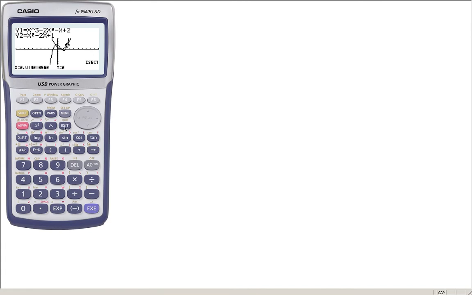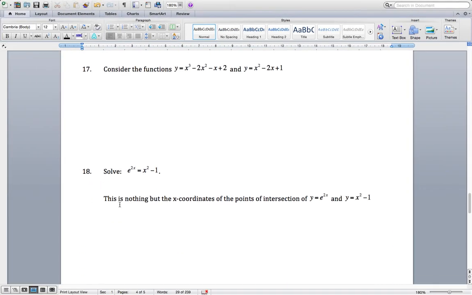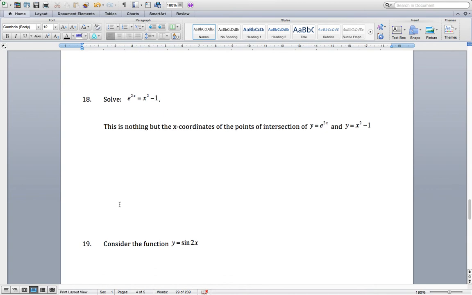Okay, good. That's it. So these are the basics of functions. Now let us look at this problem, students. Suppose you've been asked to solve this problem: e power 2x equal to x squared minus 1. If you can use a calculator for this one, in fact this is a calculator type question, then the solution is nothing but the x coordinates of the points of intersection of y equal to e power 2x and y equal to x squared minus 1. So let me explain it to you.